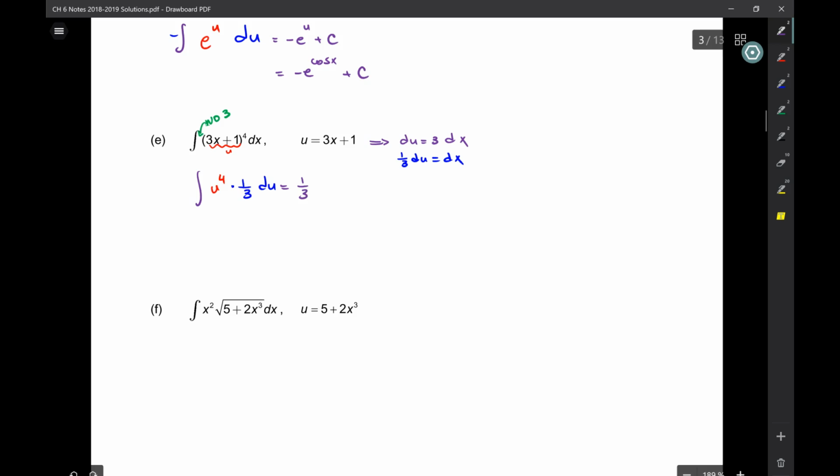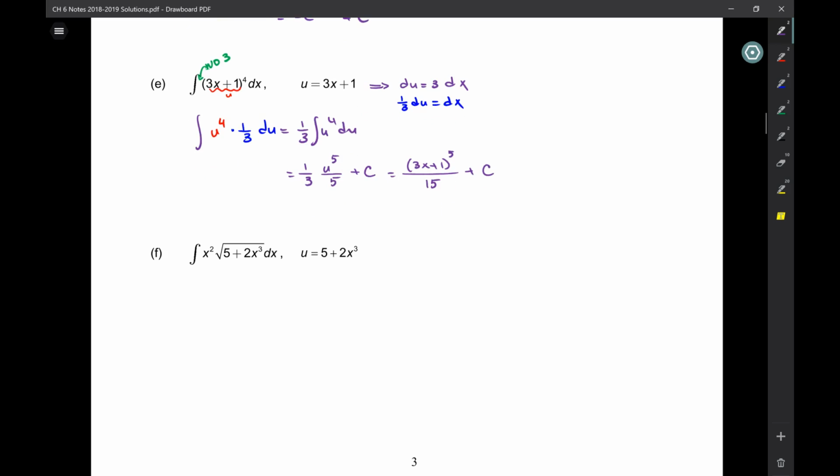this is 1 over 3 u to the 4 du. So that's 1 over 3 u to the 5 over 5 plus c. So, in the denominator, now that gives me 15. So I have 3x plus 1 to the 5 plus c. There is no times 3 anymore. The 3 went away. But in the bottom, I made 15.